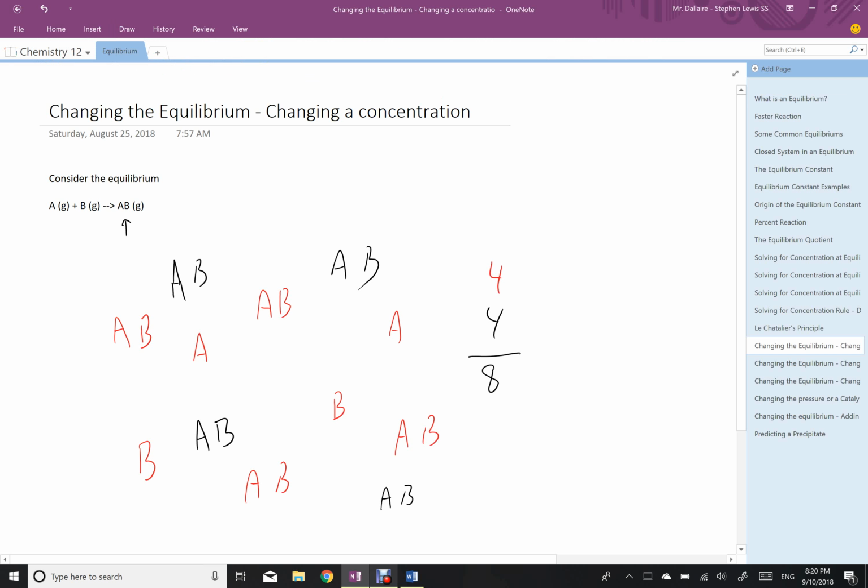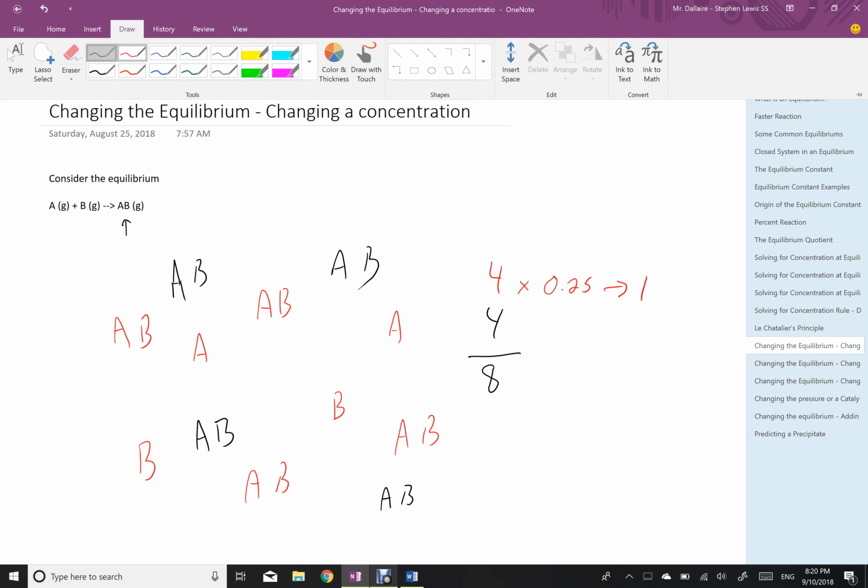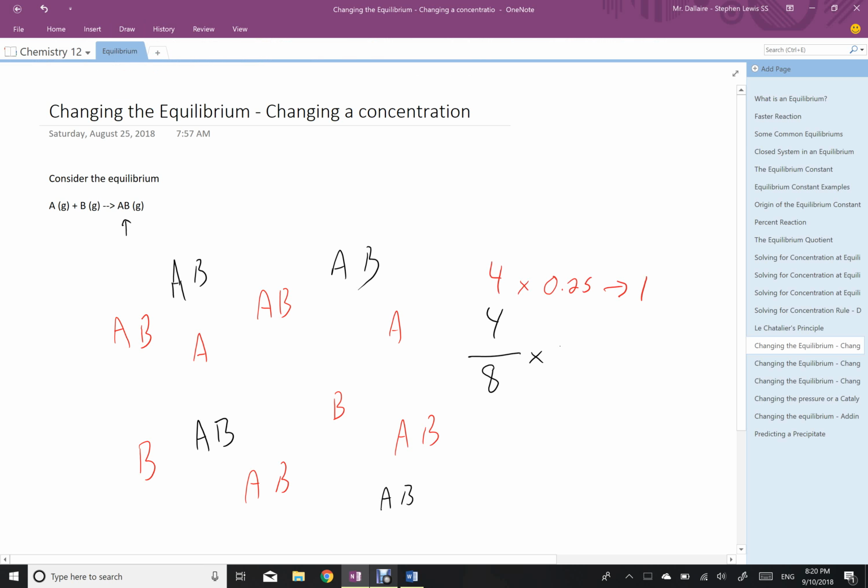Which means if I used to have, say, a 25% chance of AB splitting up to become A and B separately, I'd get one of them doing it every second. Now, because I have twice as many, I'm going to end up with 2 of them splitting up each second. So maybe this guy's going to split up, and this guy's going to split up.